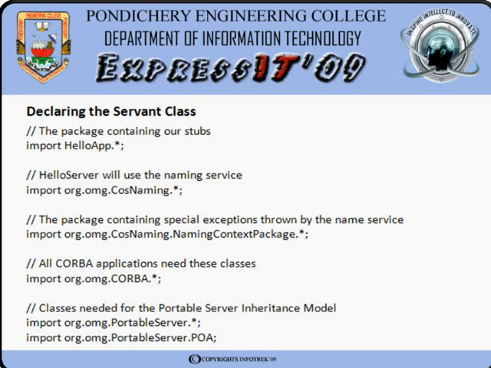org.omg.CosNaming is used for naming services. The org.omg.CosNaming.NamingContextPackage contains the special exceptions thrown by the name service. org.omg.CORBA is the default package for all CORBA applications. org.omg.PortableServer and org.omg.PortableServer.POA are the classes needed for the portable server inheritance model.